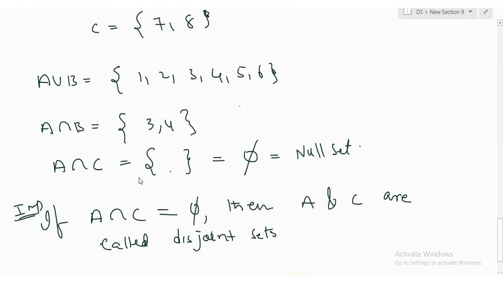Sometimes A intersection B, I'll write AB. What is the meaning of AB? It means A intersection B only.